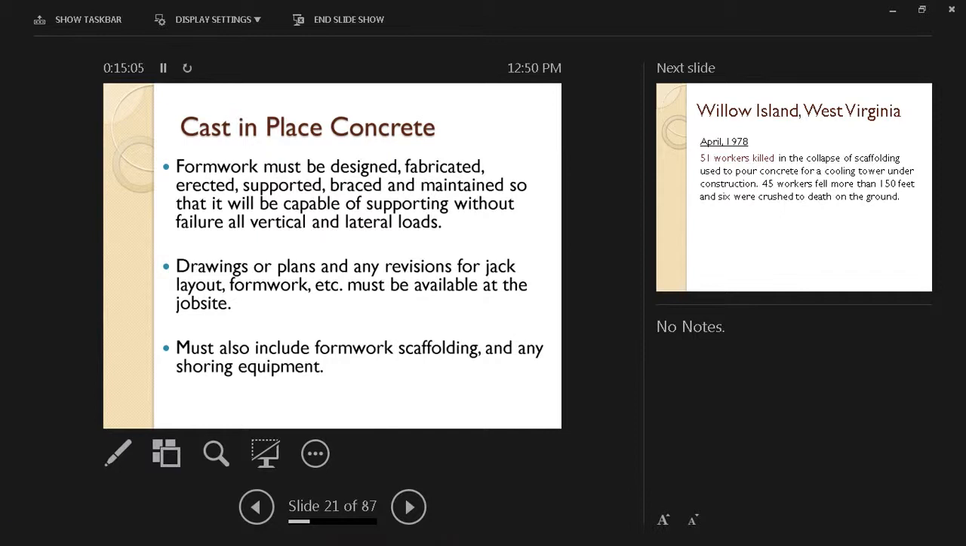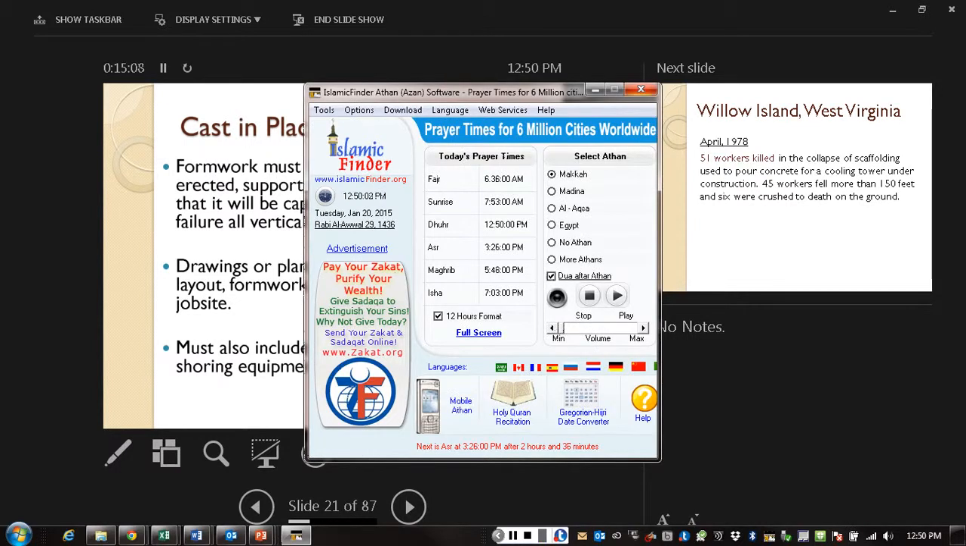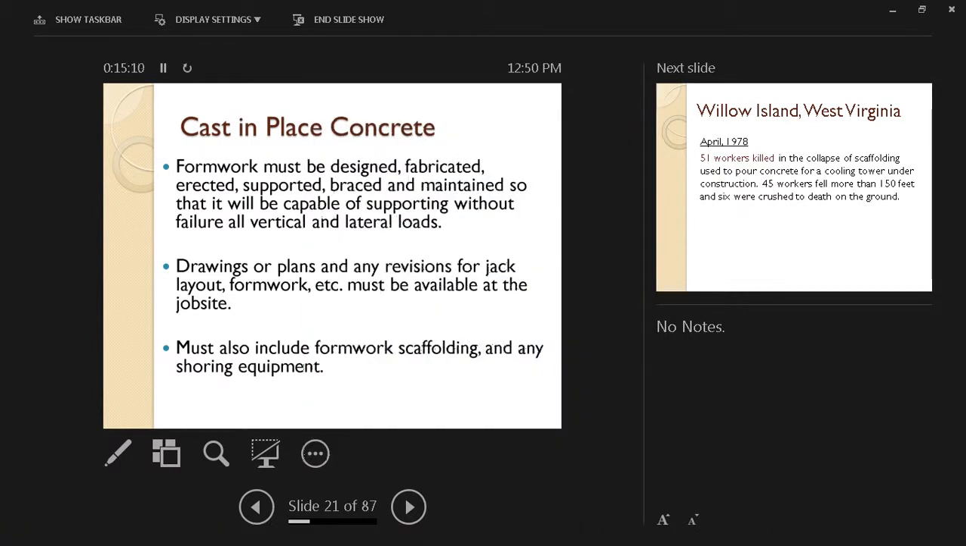For cast in place concrete, which is also called concrete cast in situ, formwork must be designed, fabricated, erected, supported, braced, and maintained so that it will be capable of supporting without failure all vertical and lateral loads. That's why, for example, we have a code for not removing the formwork until a certain number of days have passed after placing the concrete. It's determined by the quality of the concrete, by the weather, by the span, by the design, and so on. Several factors are involved in the duration before we can remove the formwork.